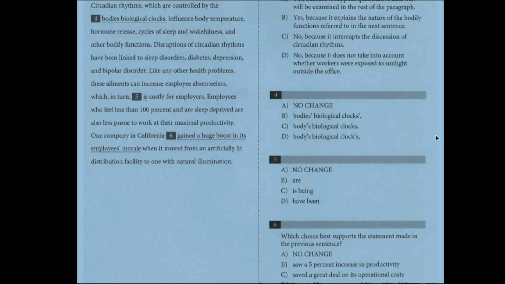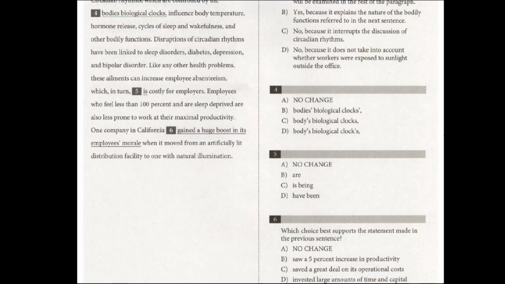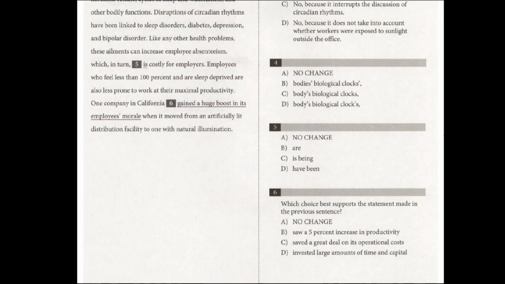Let's move on now to question number 5. The correct answer to this question is option A, no change, because the underlined verb is agrees with the singular noun it refers to, absenteeism. Option B is obviously incorrect because the use of are is reserved only for plural nouns, but absenteeism is a singular noun. Option C and D have issues with tense.